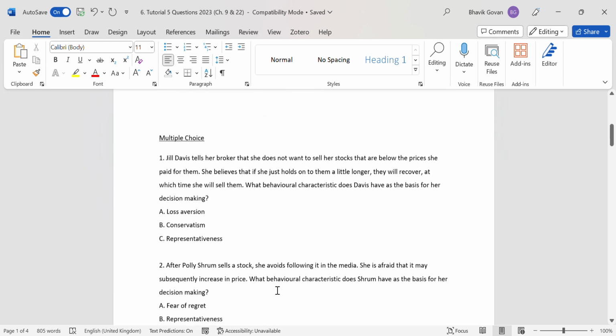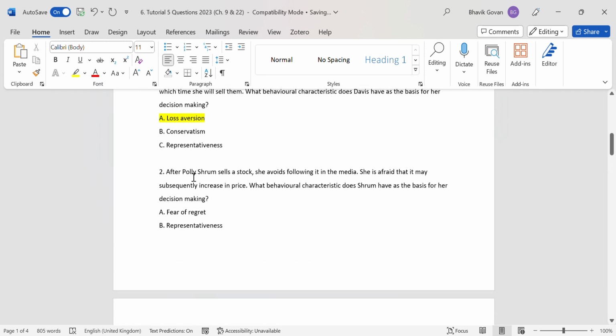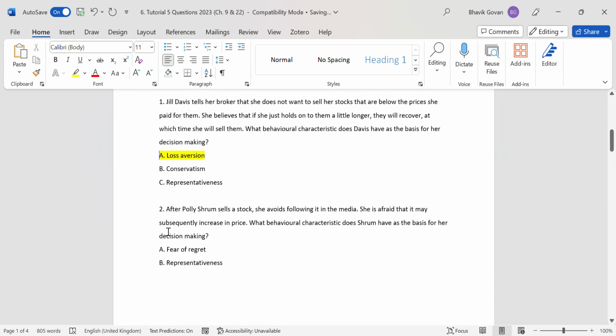Okay, multiple choice. So Jill Davis tells her broker that she doesn't want to sell her stock that are below the prices she paid for them. She believes that if she holds onto them a little longer, they'll recover, at which time she'll sell them. What behavioral characteristic does Davis have as the basis for her decision making? So the answer is loss aversion. Most of these questions are pretty straightforward, and most of them are actually theory. So yeah, I'll go over them very quickly.